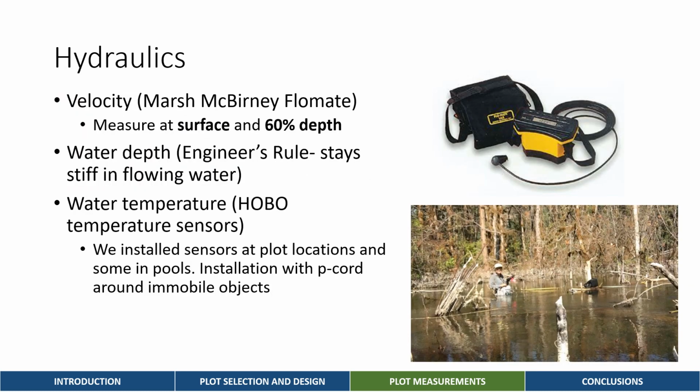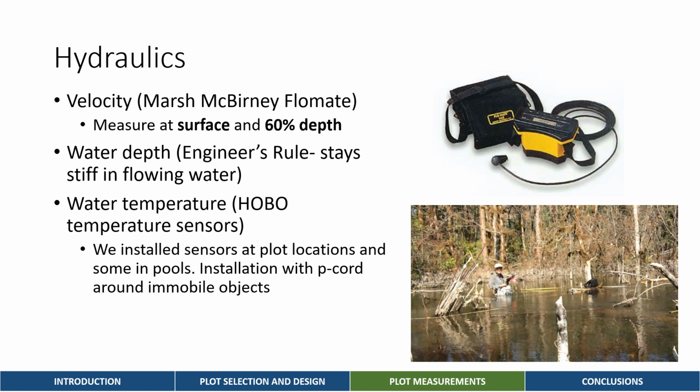We also measured hydraulic data at each subplot, and so that is velocity, water depth, and then I added water temperature in there too. For velocity, make sure to measure at the surface and at 60% depth. We used a Marsh-McBirney velocimeter to measure velocity, and we took an average of the measurements over a 10-second period, or just wait until the velocimeter stabilizes in your velocity and then record that number.